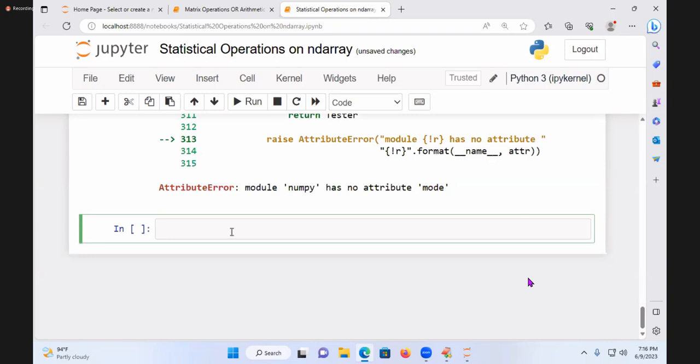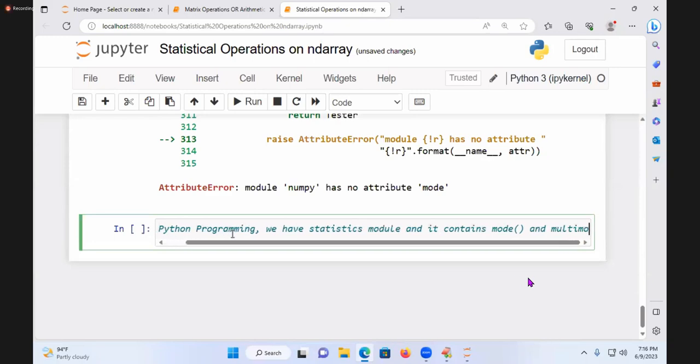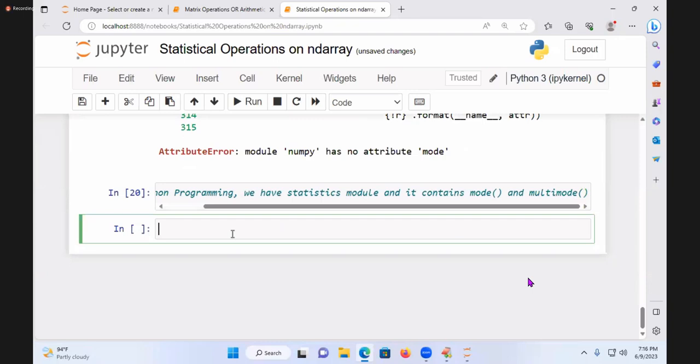In Python programming, we have the statistics module. Are you following? The statistics module is there, and it contains the mode function. And one more is also there, students. Multimode functions are available.